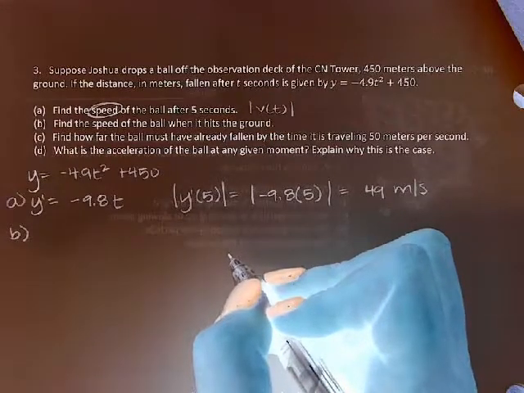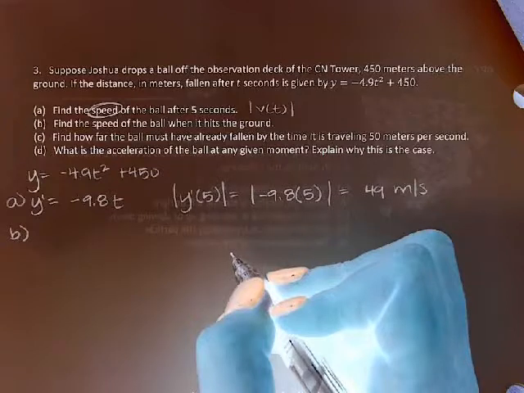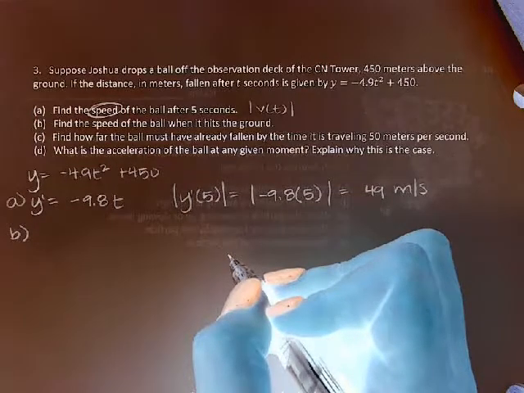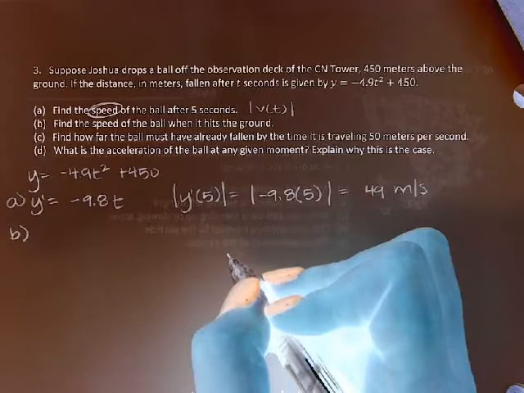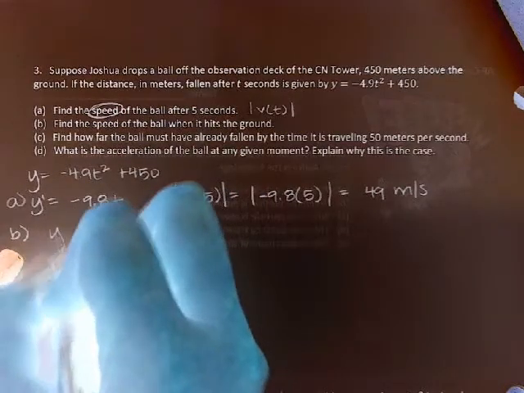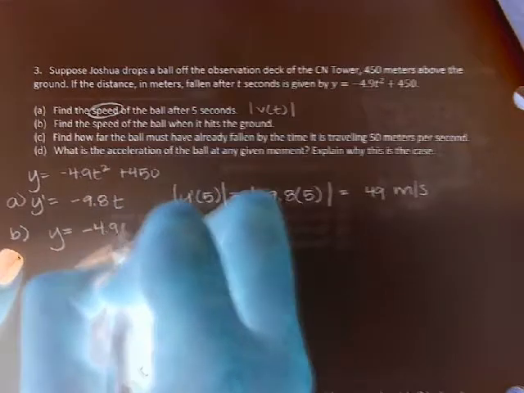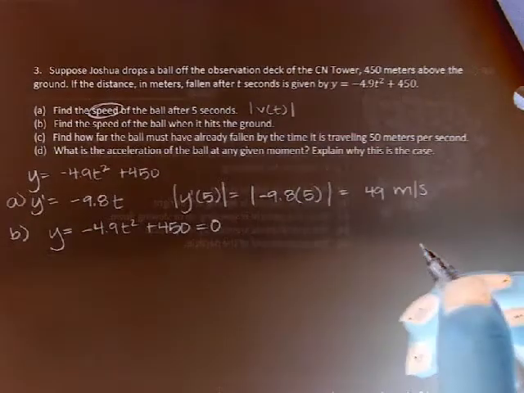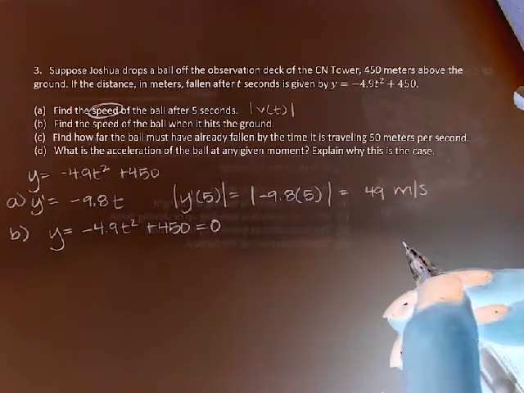So think about which equation is going to tell us when the ball hits the ground. We would say the original equation, the position equation, has to equal 0 because the position equation tells us its position. When it's on the ground, that would be 0. Okay, so we're taking the equation y equals negative 4.9 t squared plus 450, and we're setting that equal to 0, and we're solving for t.